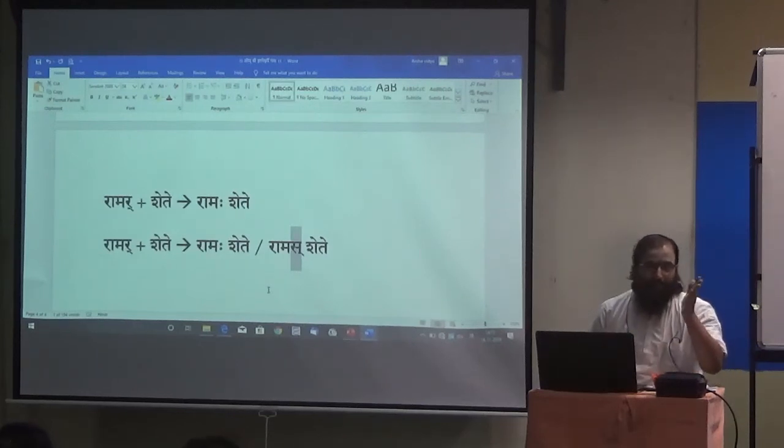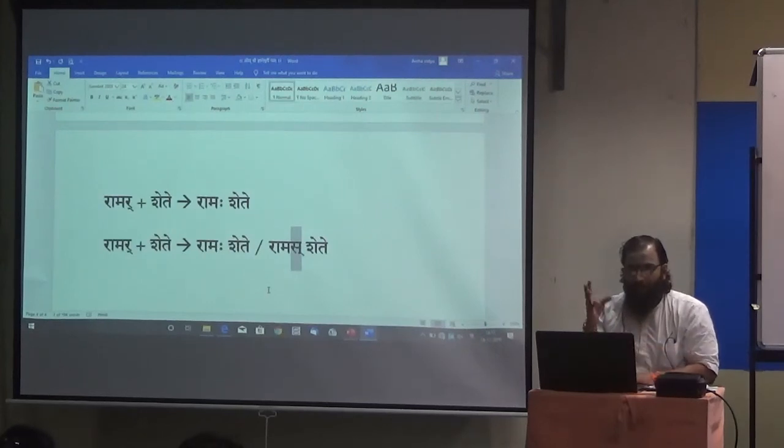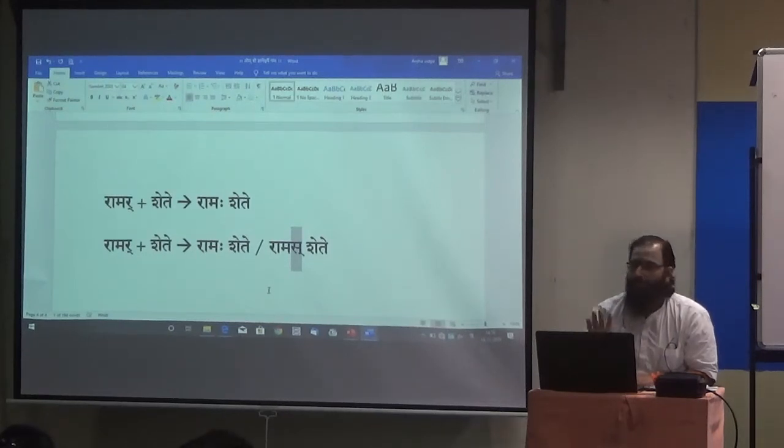See, from Sakara, Repa is born. From Repa, Visarga is born. That Visarga is undergoing change now. That Visarga will remain as it is, or it will be replaced by Sakara when followed by a Shar letter. That is what it is. Then I think this is optional. Which one is more likely? What do we see in the Gita? You will find like this option. Visarga will remain as it is. Clear?